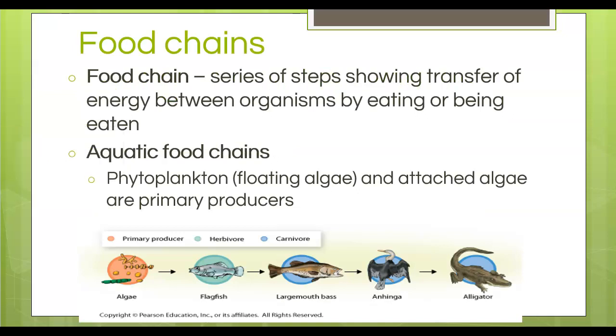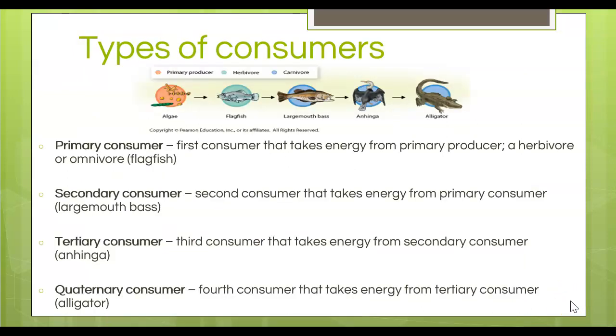A food chain is going to be a series of steps that shows the transfer of energy between organisms based on what's being eaten and what's doing the eating. And so if we look at, for example, an aquatic food chain, like what's shown here, we take a look at where our producer is, and it's going to show kind of one line of what's being eaten and what's doing the eating. So we can define the different types of consumers.